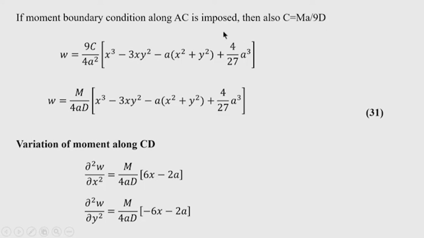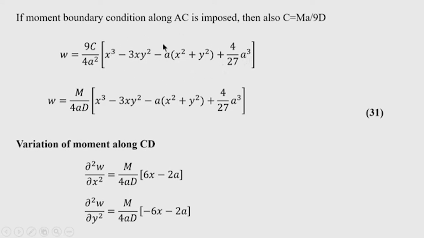So, after substituting C 1, the constant associated with the deflected series, we now get w equal to 9 C 1 divided by 4 a square, parenthesis x cube minus 3 x square minus a x square plus y square plus 4 by 27 a cube.